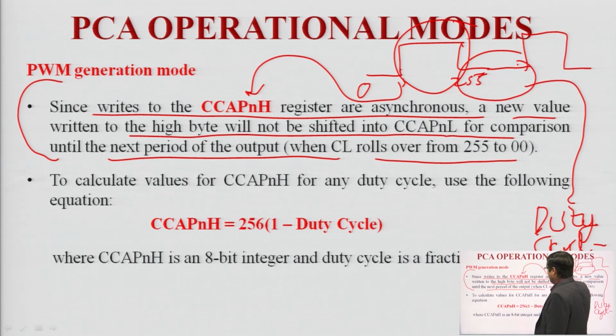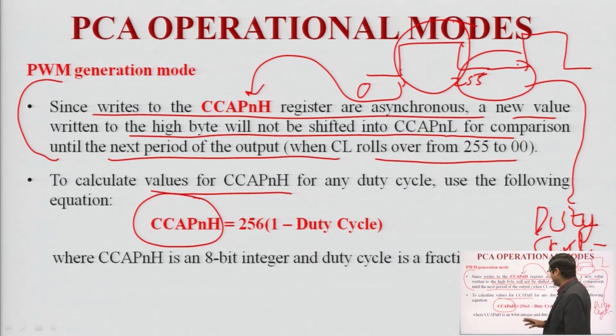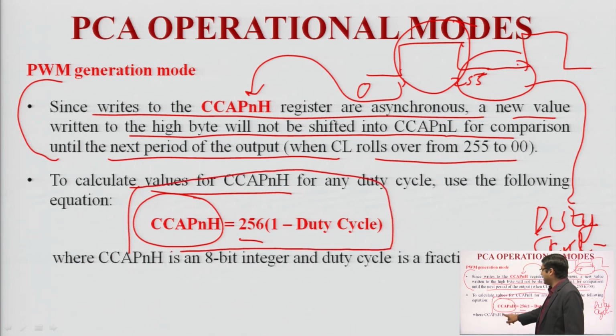So in PWM generation mode, we need to calculate the CCAPnH value under which it will work. It is equal to 256 multiplied by (1 minus duty cycle). Okay, this is the formula to calculate the CCAPnH.